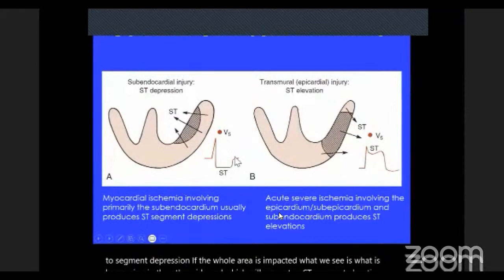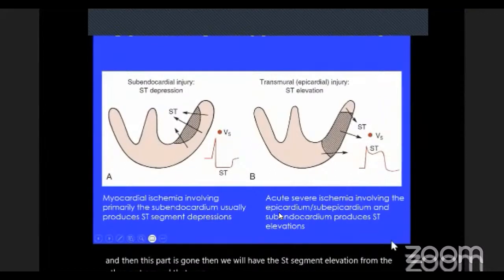There's lots of discussion in the physiology books about what's happening at the cellular level, but it is not very clear. Basically, if you have only ischemia or subendocardial involvement, usually the ST segment will be depressed. If you have total myocardial injury and this part is gone, then we will have ST segment elevation from the other part around that area.